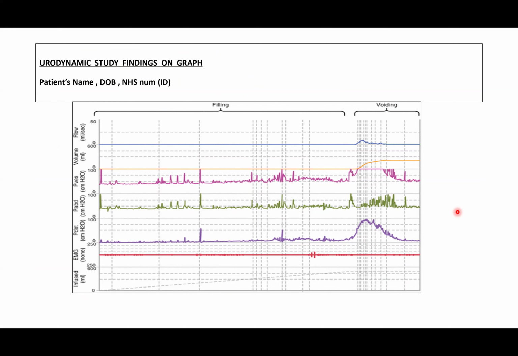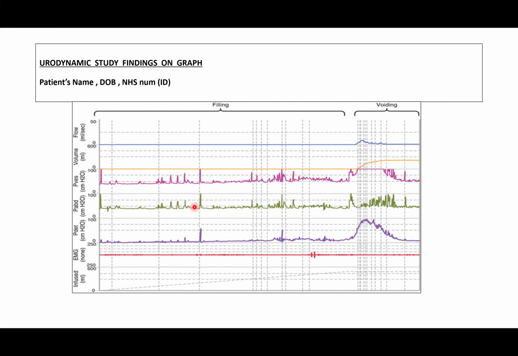I have confirmed the patient's name, date of birth and NHS number. I think this is the filling phase. You will see first in the filling phase: is there any rise in pressure anywhere? This one is the vesical pressure, the purple. And at the voiding phase, it is usually normal. Exactly, it is normal. Very good.